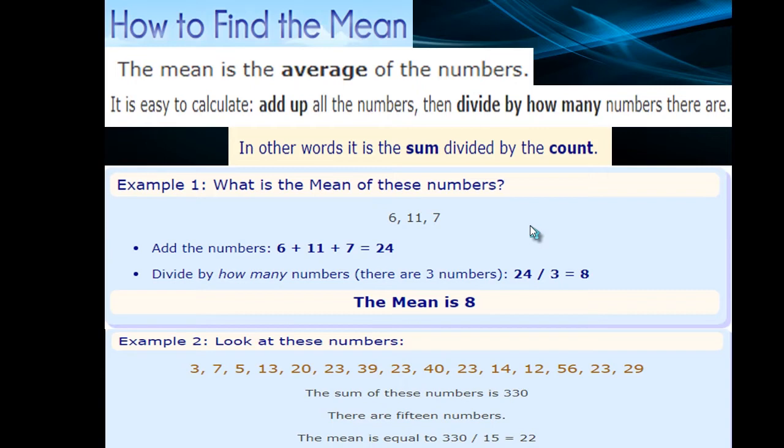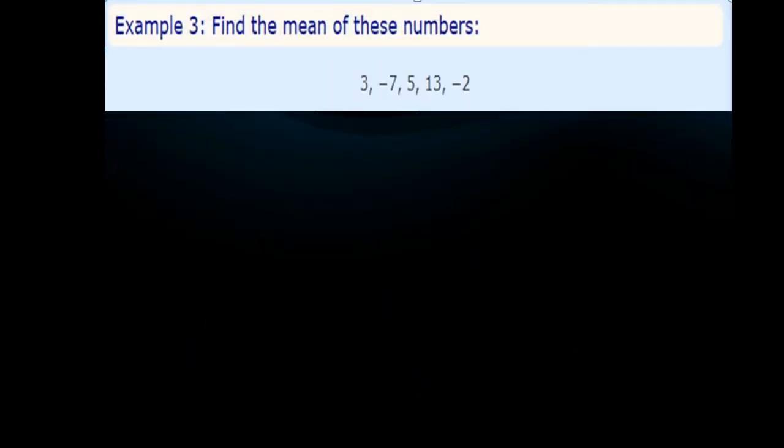Okay, count how many digits you have, divide by that, and you will get the answer. But at the same time, if you look at example 2, the count of the list of numbers is very large. So you can also make a frequency distribution table and use the formula to find the mean. So I think if the concept is clear, please pause the video and find the mean for this list of numbers.